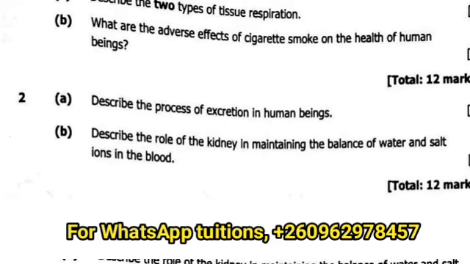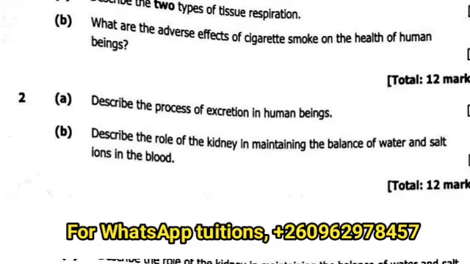It is caused by a buildup of pressure in the glomerulus. And then you go to selective reabsorption. Under selective reabsorption, you'll say, this is the reabsorption of useful substances from the glomerular filtrate.